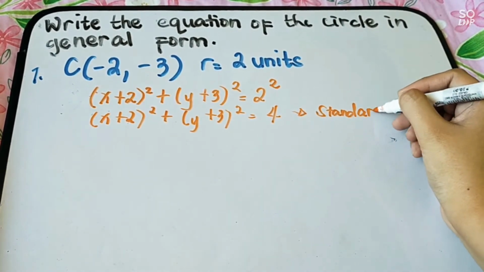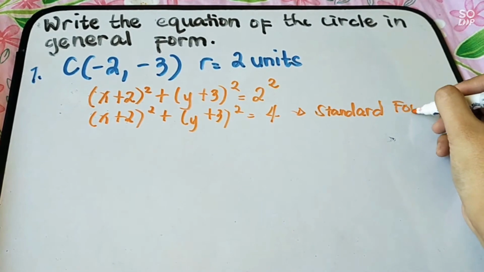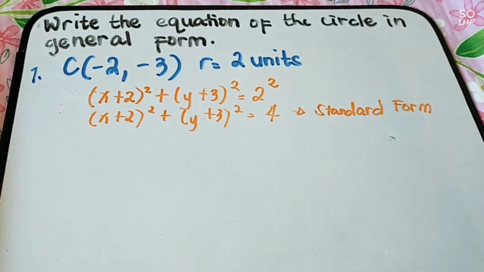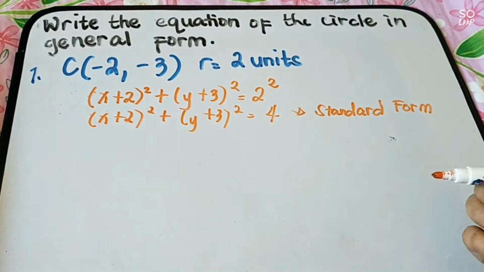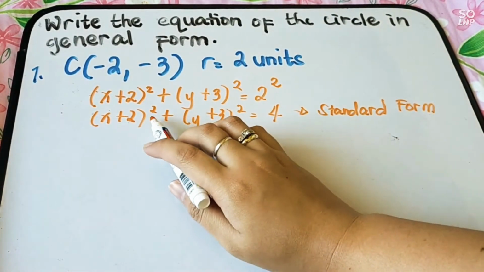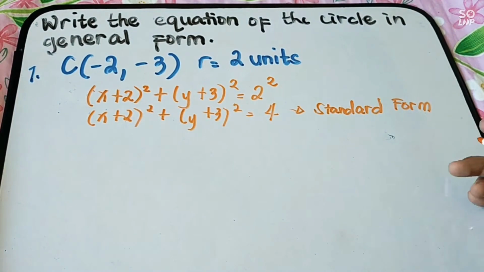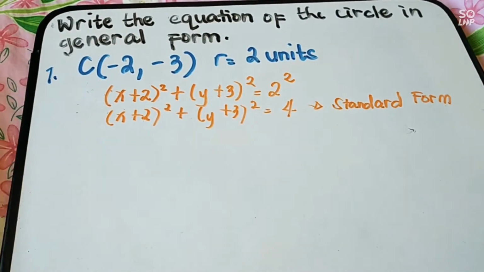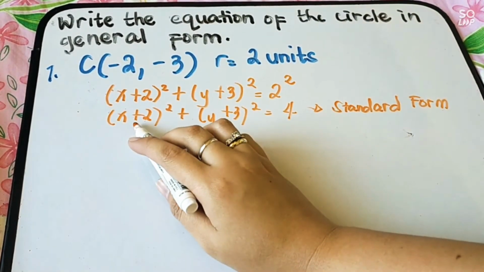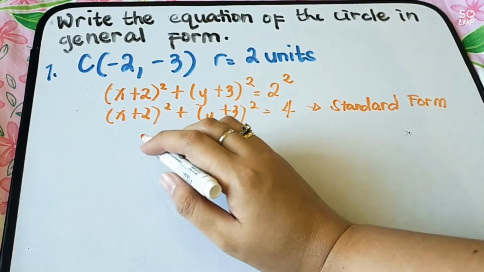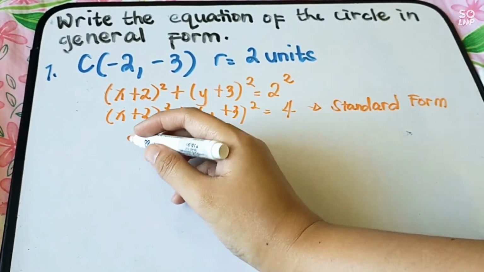So, after you have the standard form, let us have the general form. How will you find the general form? You're going to expand this one using the squaring of a binomial. Yung kaninang review natin. Let us square the binomial x plus 2. Doon na tayo sa pinaka-shortcut natin.